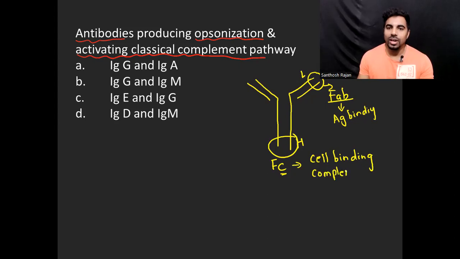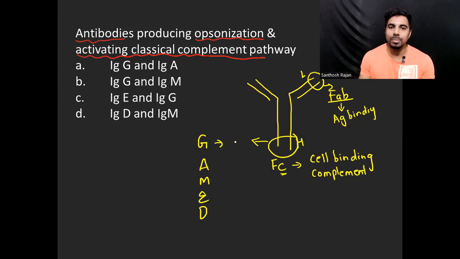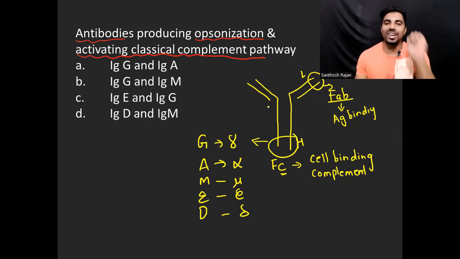So these are the two important things when you know the shape of an immunoglobulin. And of course, the classification of immunoglobulins is based on the heavy chain only. If you remember, the shortcut is GAMED, G-A-M-E-D. If it is a gamma heavy chain, then it is G. Alpha, then it is A. If it is mu, it is M. If it is epsilon, then it is E. And if it is delta, then it is D. Based on that only, we are classifying it. This is just a brief on how the immunoglobulin looks.